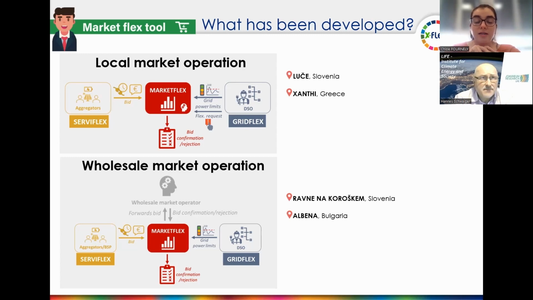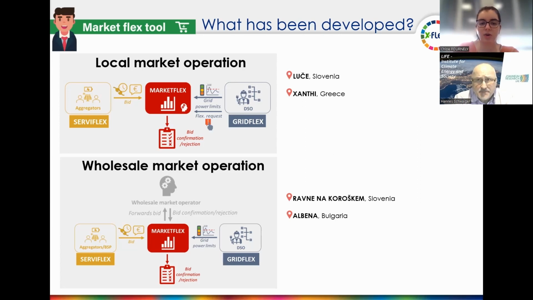This local market, we tested in 2 different pilots in the XFlex project, in Luce in Slovenia and in Xanthi in Greece. And then if we look at the wholesale market operation, we have separated the clearing mechanisms from MARKETFLEX. So it's in a way much easier.